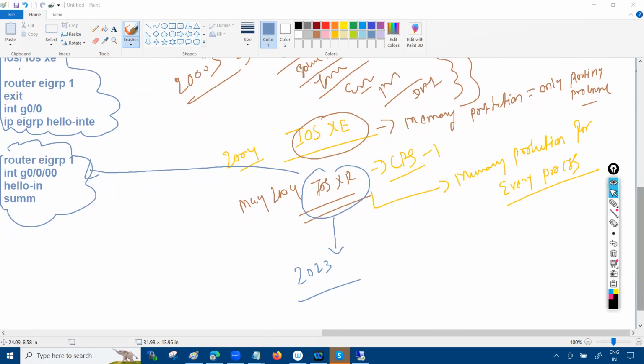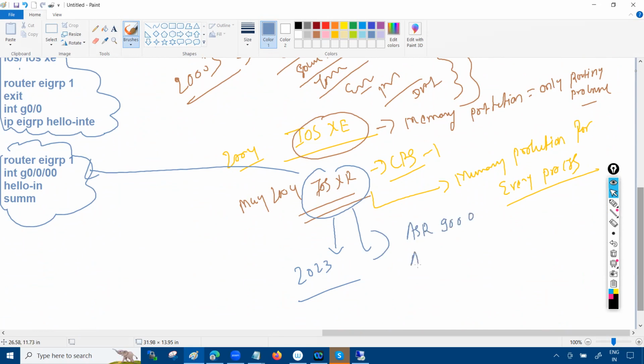They came with the concept of IOS XE. IOS XE allows you to do memory protection only for the routing protocols. But then again, in the later 4 to 5 months, they changed it. Okay, let's go with IOS XR now. And right now in the market, if you see, IOS XR is working on the ASR 9000.